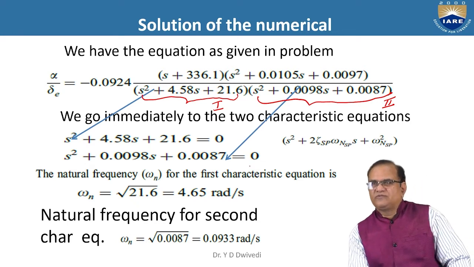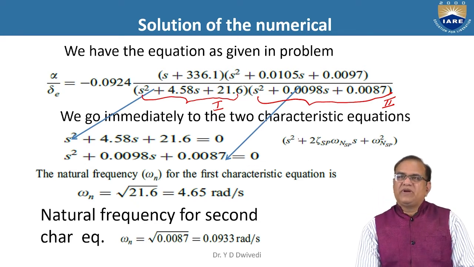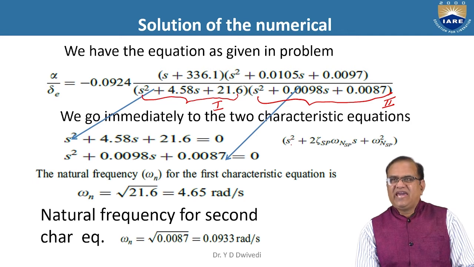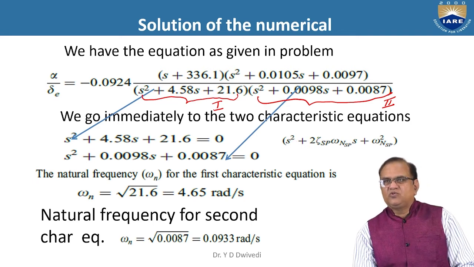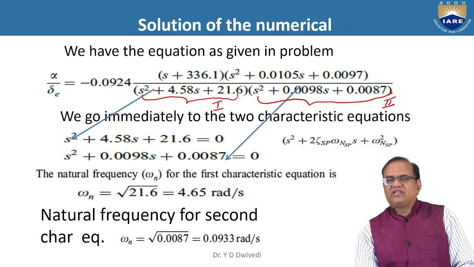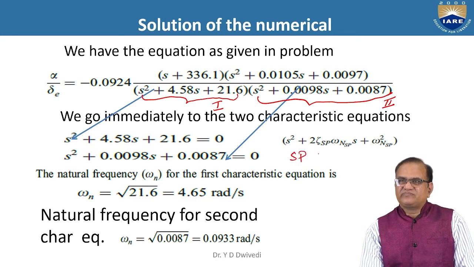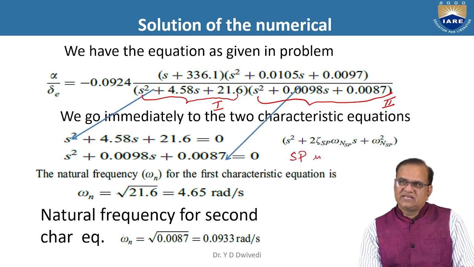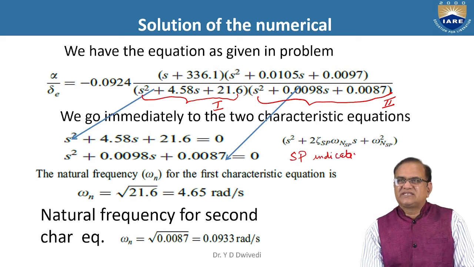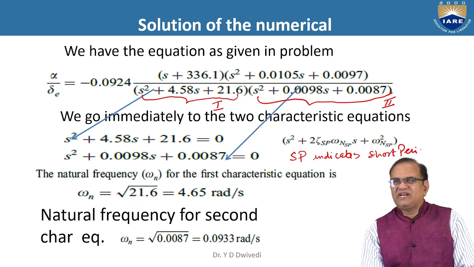Now we have to compare this with s square plus 2 zeta short period omega n short period s plus omega n square short period. SP indicates short period. And you know what is the meaning of short period?